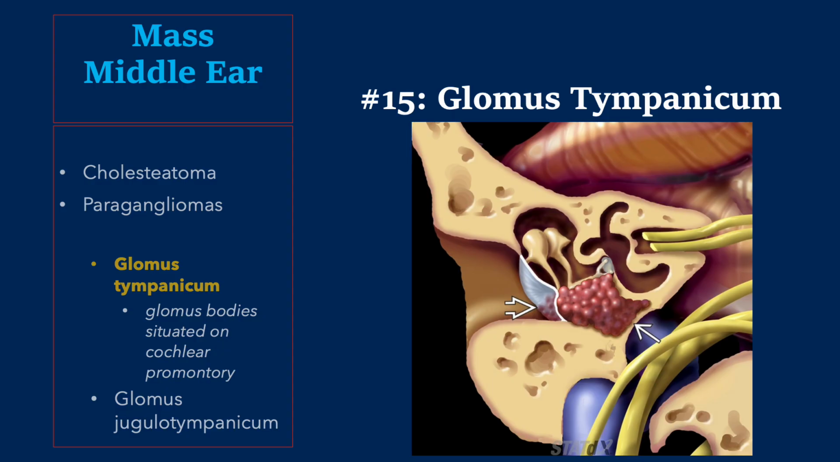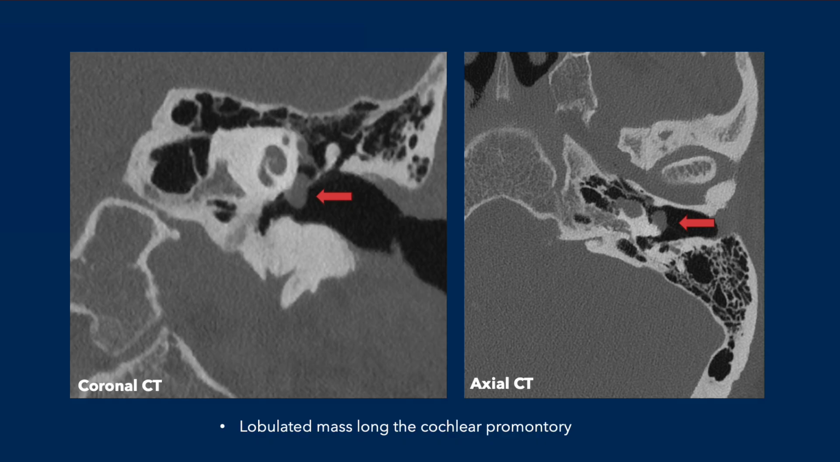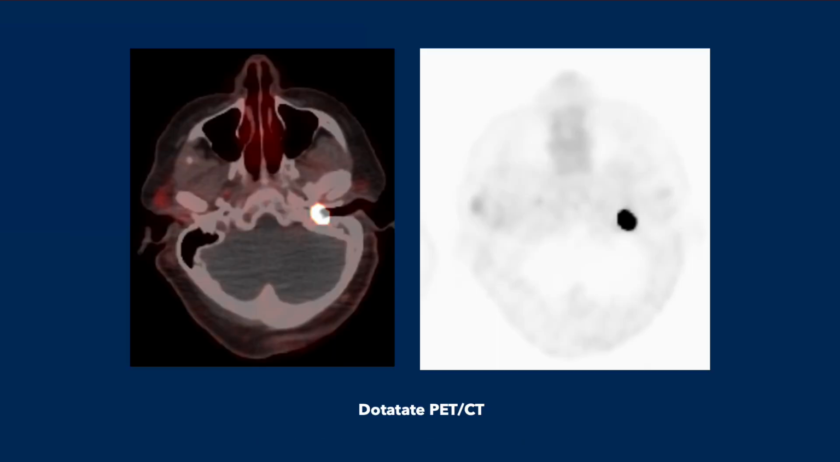One example of a paraganglioma is a glomus tympanicum, which arises from the glomus bodies located on the cochlear promontory. There's a lobulated mass along the left cochlear promontory on coronal and axial images. This was DOTATATE avid on PET-CT, compatible with a paraganglioma.